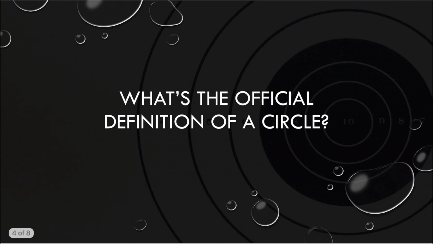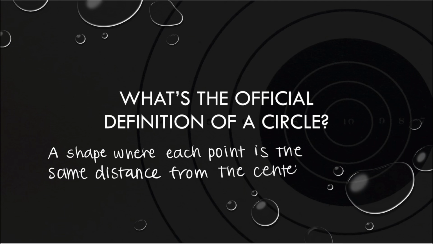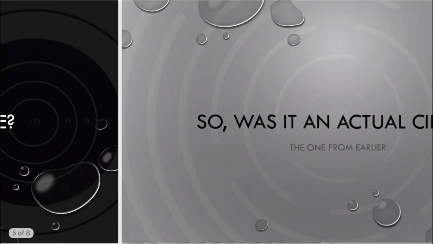Anyway, the official definition of a circle is a shape where each point is the same distance from the center. And we have special words for this, which we're going to discuss in just a second. So it's a shape where each point is the same distance from the center.